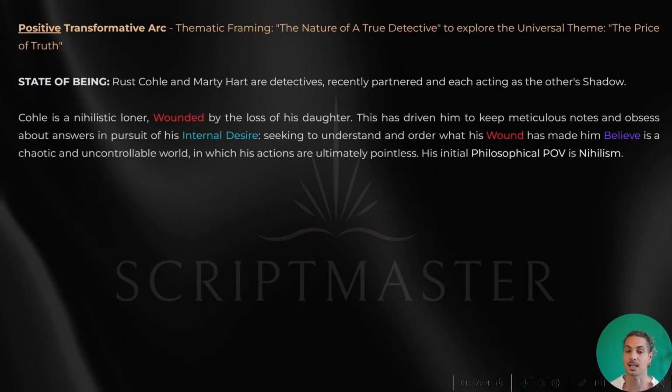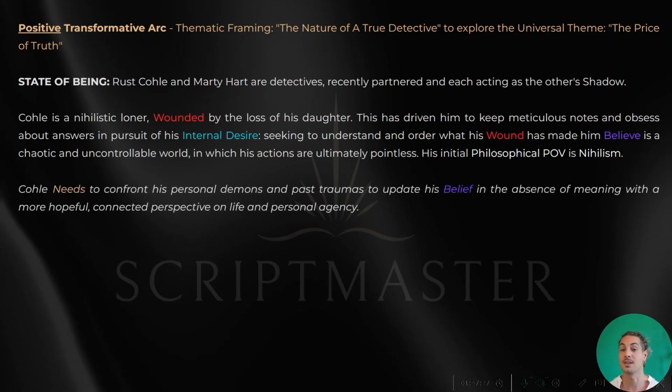Cohle is a nihilistic loner. He's wounded by the loss of his daughter. And this has driven him to keep meticulous notes and obsess about answers in pursuit of his internal desire, seeking to understand and order what his wound has made him believe is a chaotic and uncontrollable world in which his actions are ultimately pointless. His initial philosophical point of view is nihilism. Cohle needs to confront his personal demons and past traumas to update his belief in the absence of meaning with a more hopeful, connected perspective on life and his personal agency.